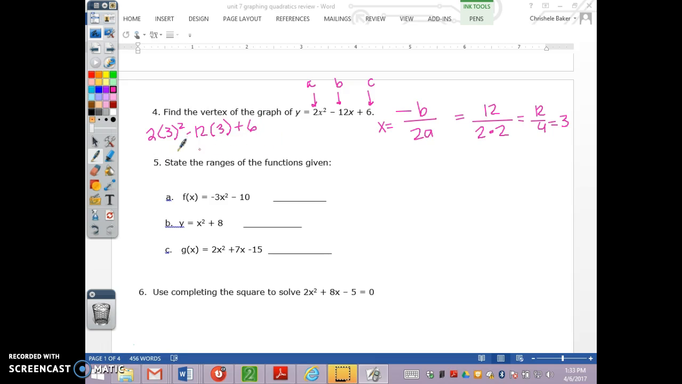Now of course you can use the calculator, but I'm just going to save time and do this in my head. So 3 squared is 9. 12 times 3 is 36. All right, so we have 18 minus 36 plus 6. 18 minus 36 is going to be negative 18, plus 6 is going to be negative 12. You can use the calculator, no big deal. So 3, negative 12. That would be my vertex.